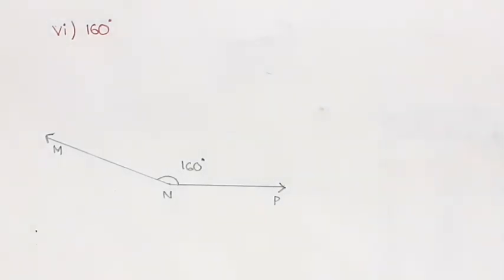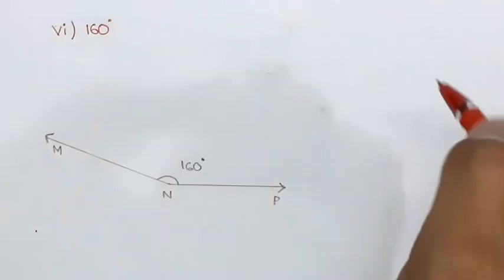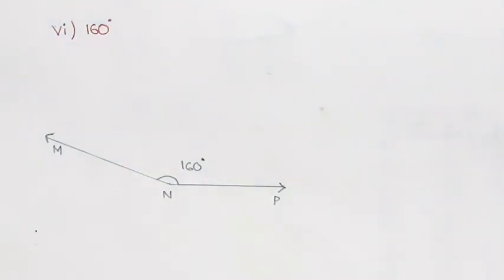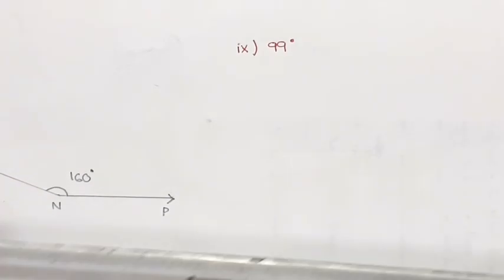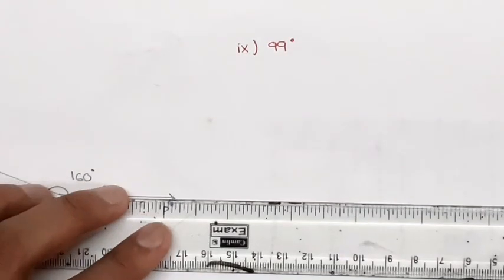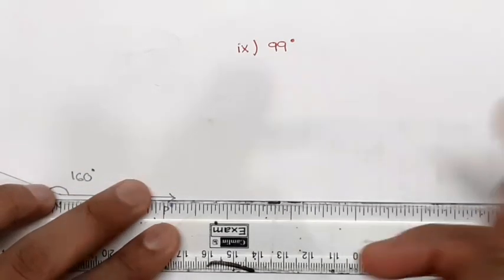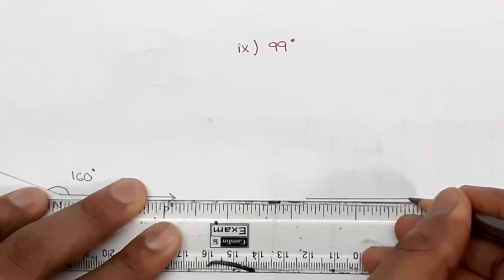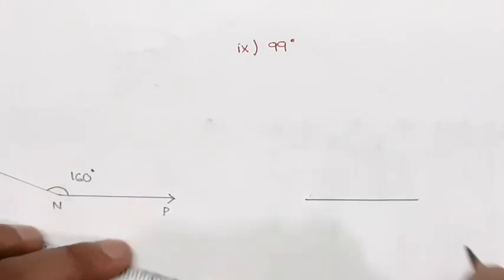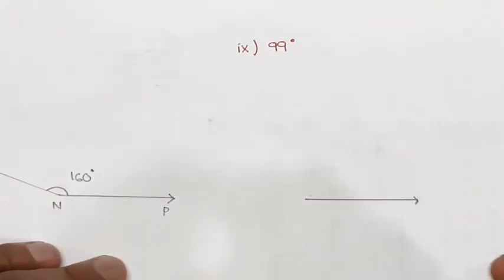Now I am going to do the ninth one. The homework problems are going to be easy. So the ninth one I am going to do now. So please check it. The ninth one is 99 degrees, children. So for that, what do we have to do? First we will take a ray like this. Okay, ray. So show it as a ray.